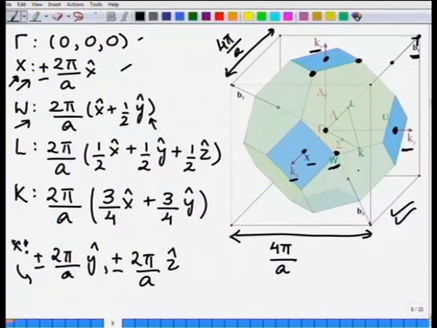Then the L point, I have marked out this point, this is also an L point, so all these are L points, and I write here the one I have marked here, but all are equivalent points. So those are 2 pi by a, half in the x direction, half in the y direction, and half in the z direction. So that's what this L is.